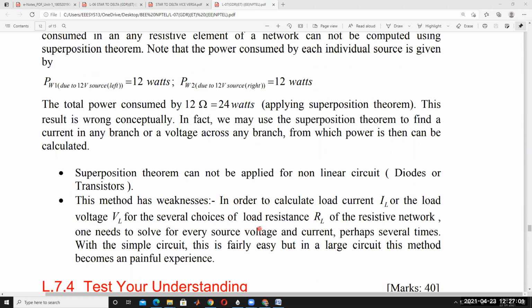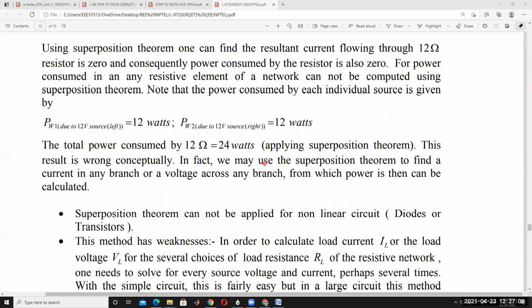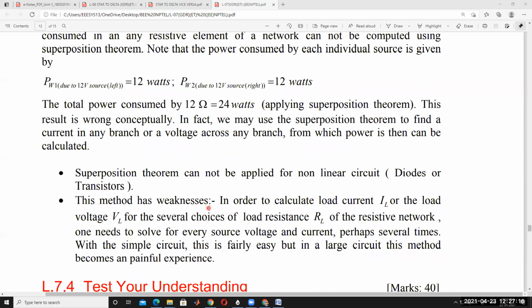So that means power is proportional to V square, which is non-linear. That's why for power calculations the superposition theorem is not applicable. Superposition theorem can't be applied to non-linear circuits, such as diodes or transistors. Okay, this method has weaknesses.